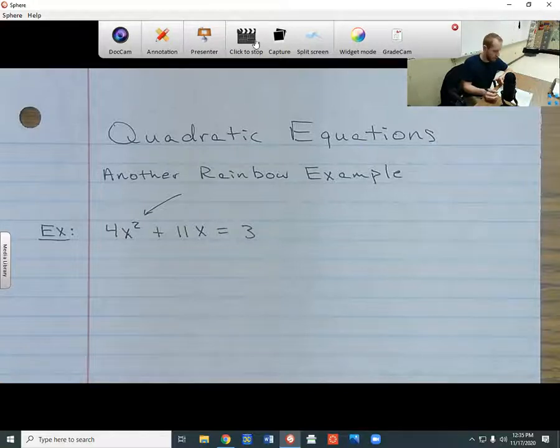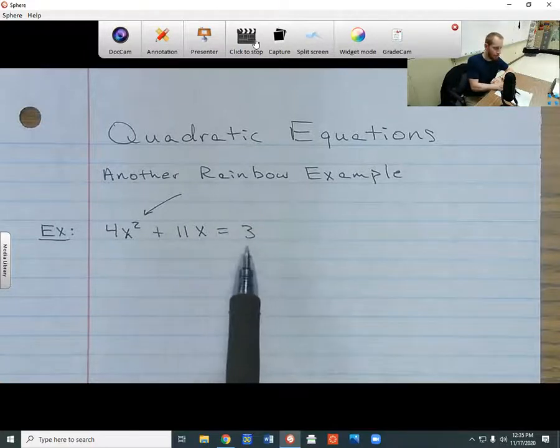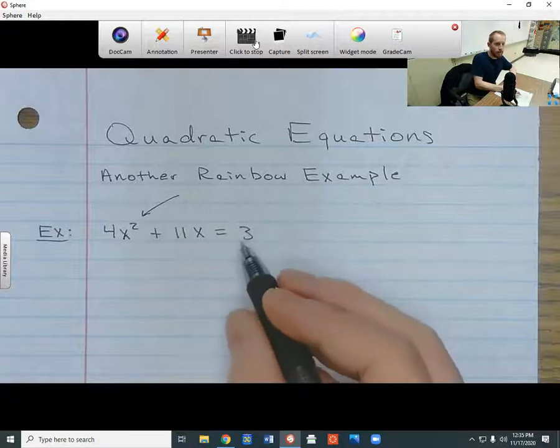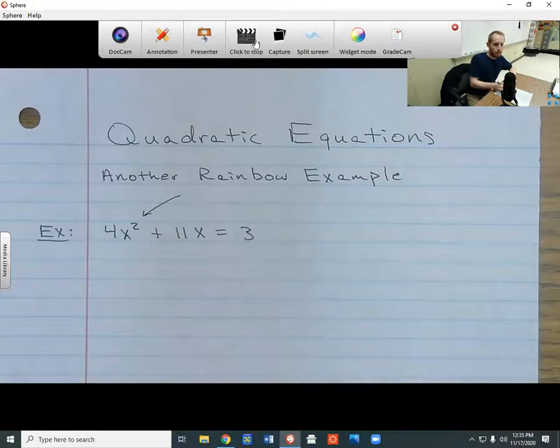So here, I have almost everything on the left side, but I have this 3 on the right side. And what I want to do is get everything on the left side so that the right side is equal to 0. How should I do that? I've got the positive 3 right here, and I want to get it to the left side. So to get rid of positive 3, I have to do the opposite of adding 3. I have to subtract 3 from both sides.